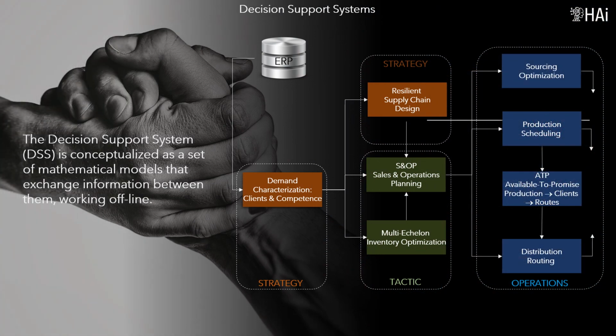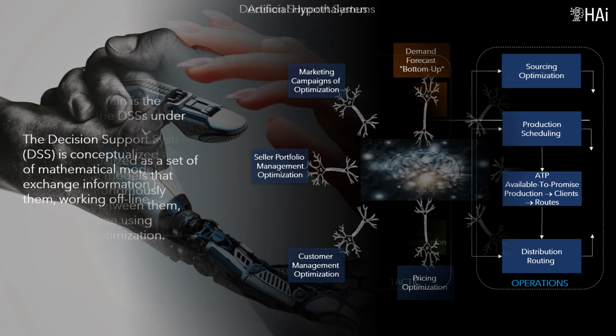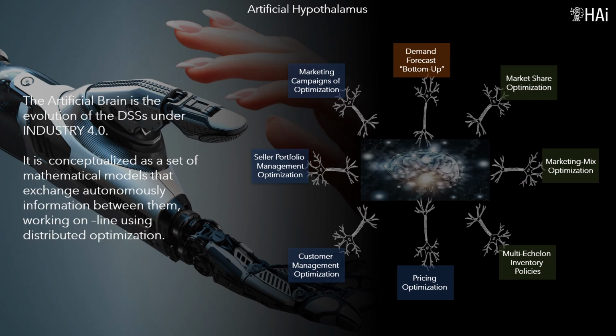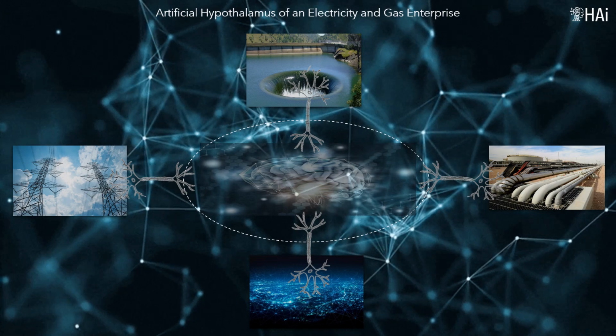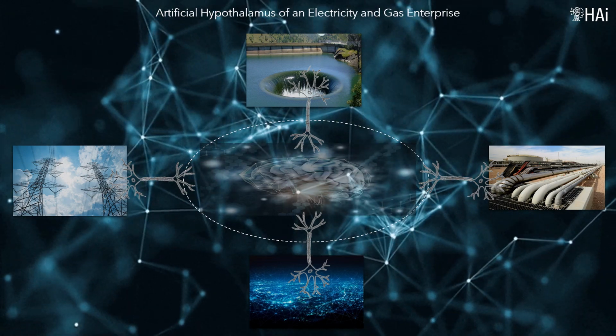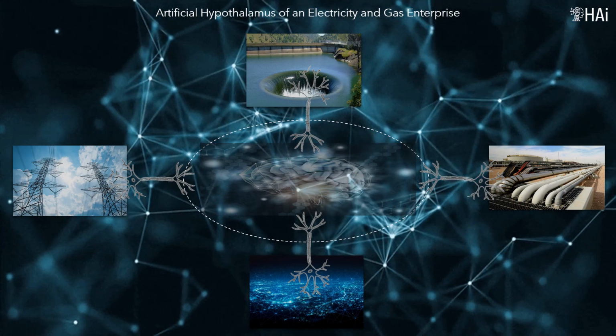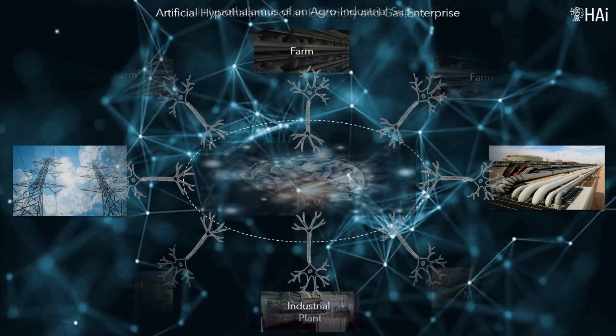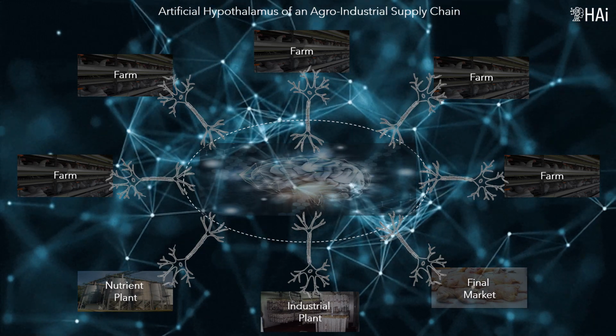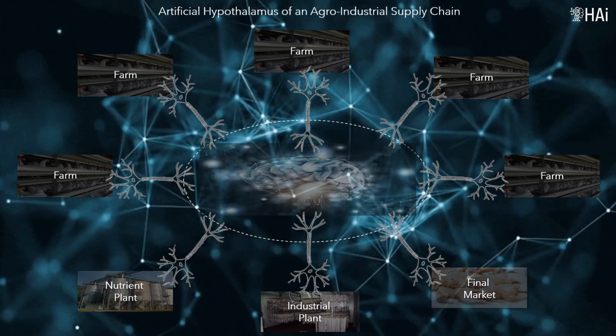The decision support systems, DSS, were conceptualized as a set of mathematical models that exchange information between them, working offline. The artificial brain is the evolution of DSS under the Industry 4.0 revolution, conceptualized as a set of mathematical models that exchange information autonomously between them, working online, using distributed optimization. When all the models that make up a company are solved using the concepts of real-time distributed optimization, an artificial hypothalamus is obtained.